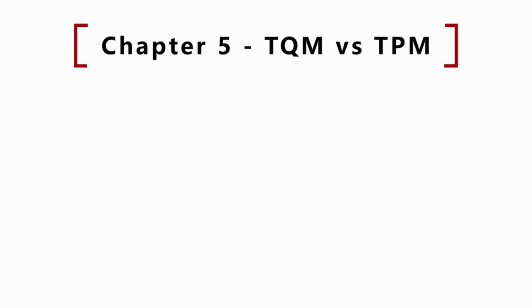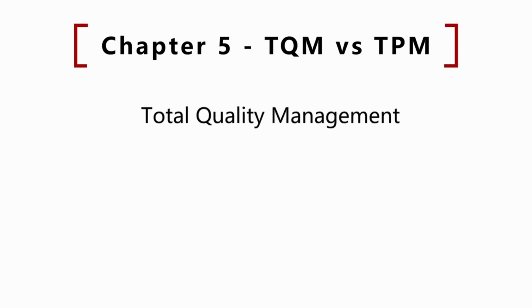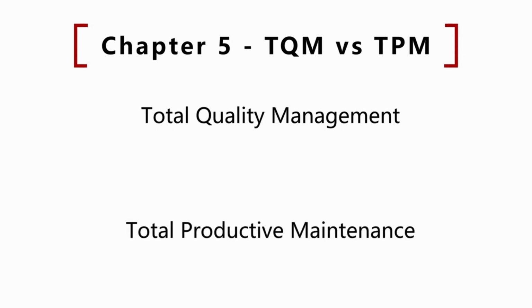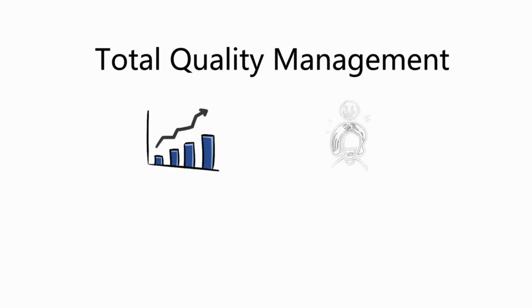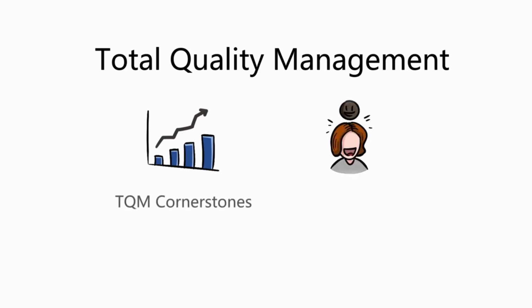Chapter 5, TQM versus TPM. Total quality management and total productive maintenance are often used interchangeably. However, TQM and TPM share a lot of similarities, but are considered as 2 different approaches in the official literature. TQM attempts to increase the quality of goods, services, and concomitant customer satisfaction by raising awareness of quality concerns across the organization. TQM is based on 5 cornerstones.